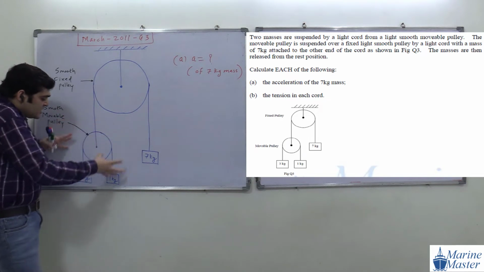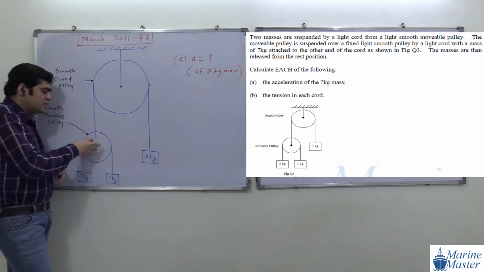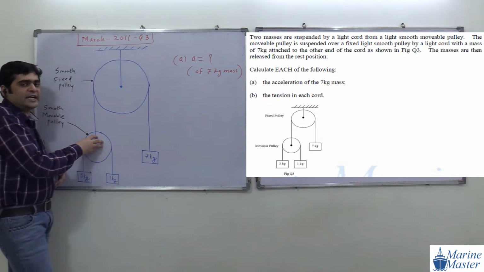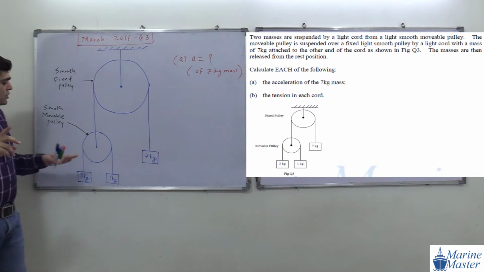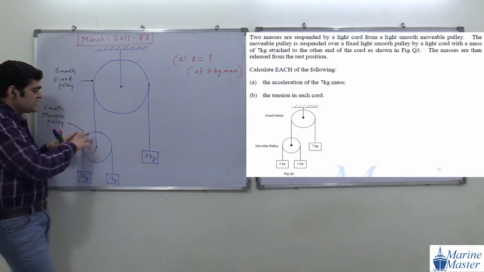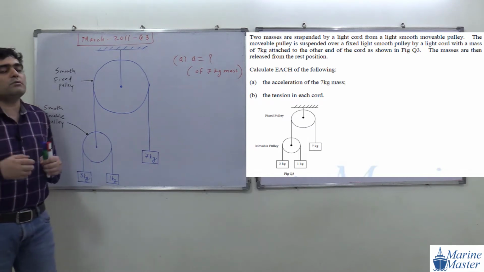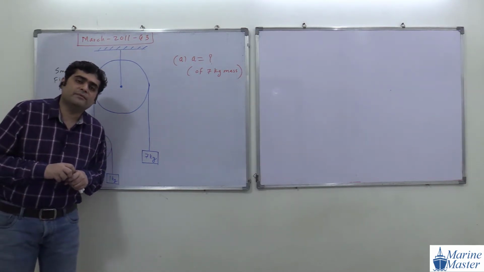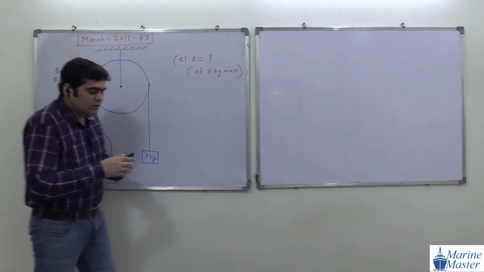Can we consider this entire arrangement as a single mass? This movable pulley will not have any mass because it is a light pulley, as mentioned in the question. So this entire movable pulley arrangement can be considered as a single mass. And what will be that single mass? 4 kg.